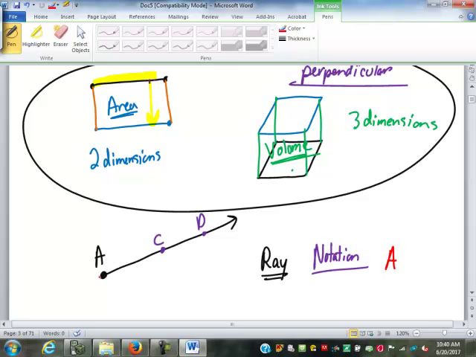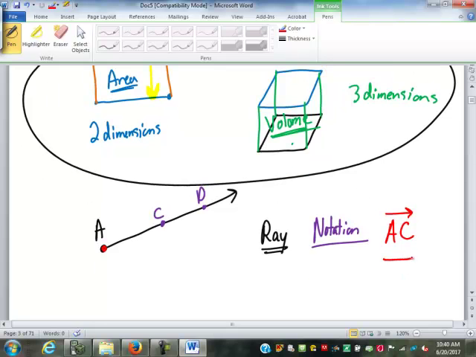So that starting point always has to go first. Now it goes through several other points here, in this case 2 other points. We can name either one of those. So we can call this ray AC. So a little arrow above it is ray. We can call it ray AD. The first point must be that starting point A, and the second point can be any other point along that ray.